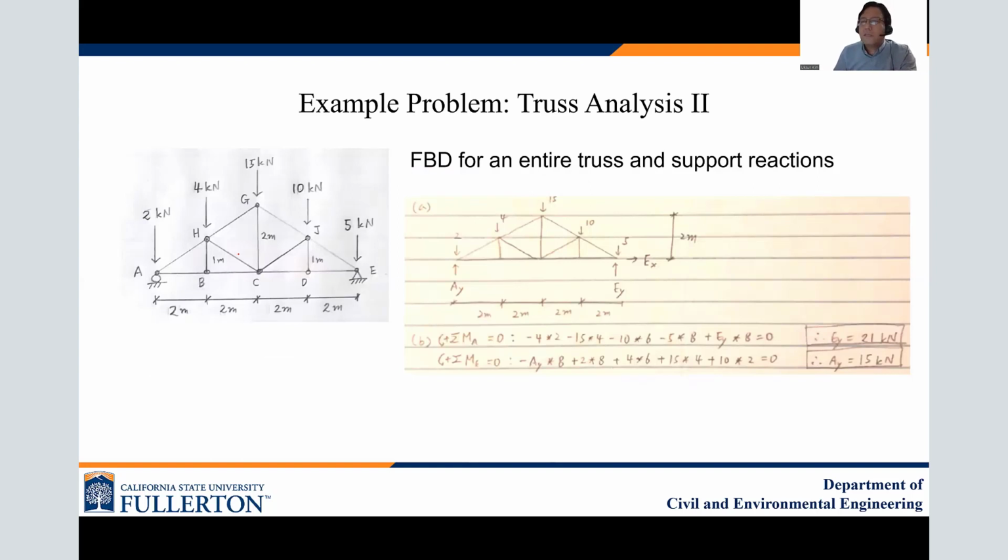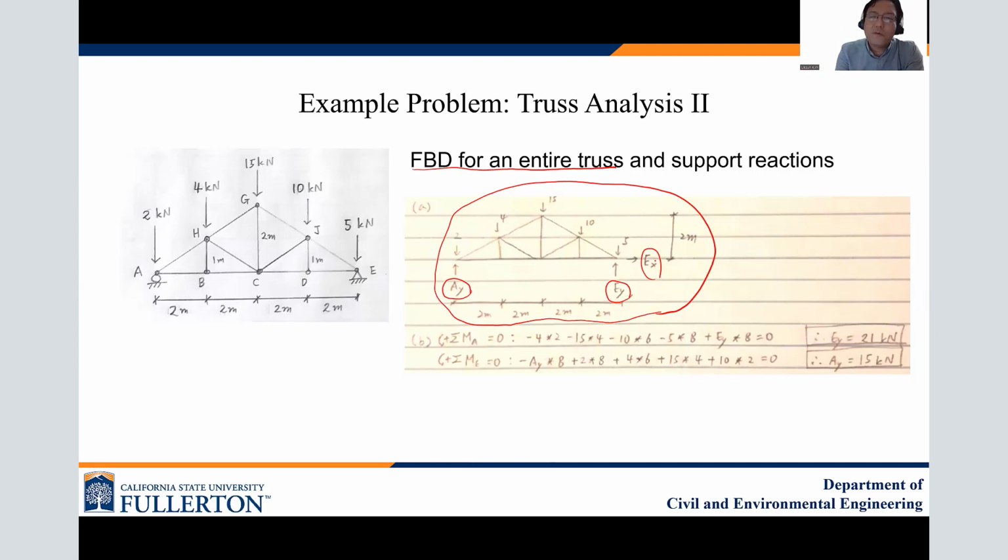So this is the solution to find the support reactions. Draw the free body diagram for the entire truss. This is the free body diagram of just the entire truss. You can see there's AY, an unknown reaction because this is a roller, just one. And then EY and EX at support E. Those are the two unknown reactions because this is a pin support.